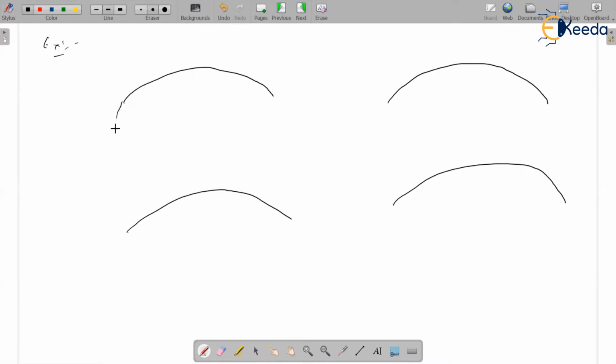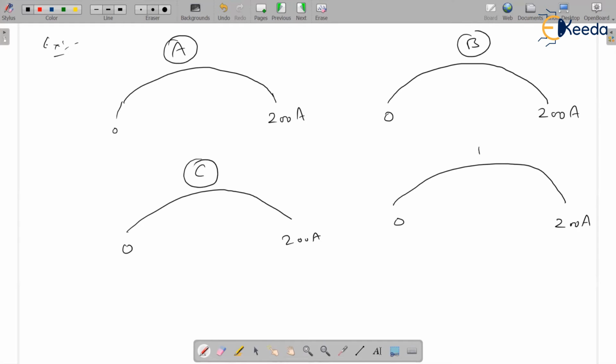So on a 0 to 200 ampere scale, this is my A meter, B meter, C, D. I'm not changing the input. I am giving 100 amperes.